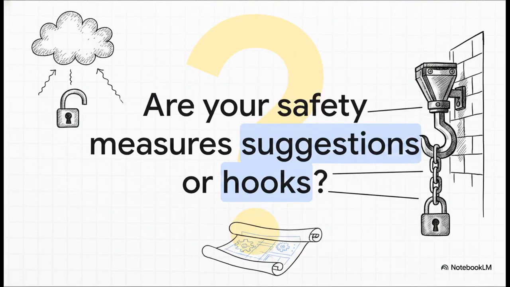Which brings us to the ultimate provocative question for anyone building autonomous systems today. Are your AI safety measures just soft suggestions hidden somewhere in a prompt, or are they hard, architectural hooks? This shift from probabilistic guidelines to deterministic execution limits isn't just a nice-to-have upgrade. It is a fundamental requirement for the future of reliable, enterprise-grade AI.